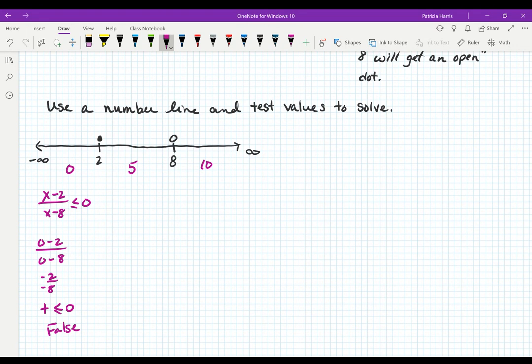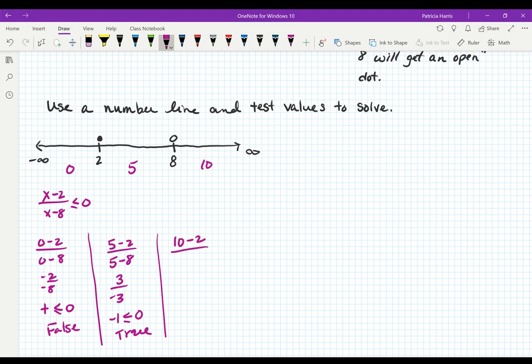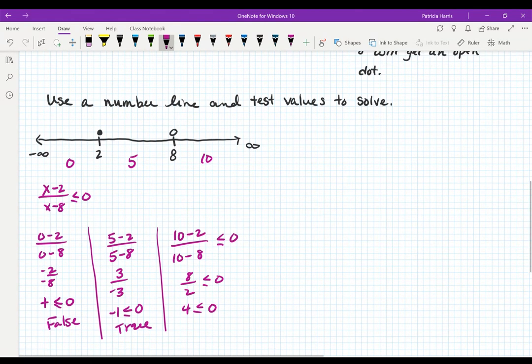Okay, so let's plug in our 5. Okay, 5 minus 2 is 3. 5 minus 8 is negative 3. That is a negative 1, which is less than or equal to 0, so that is true. Okay, let's do the last test value. Let's do a 10. Okay, so I have 8 divided by 2, which is 4, which is not less than or equal to 0, so that would be false.